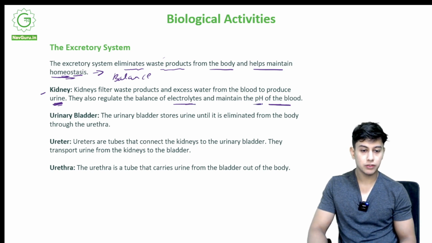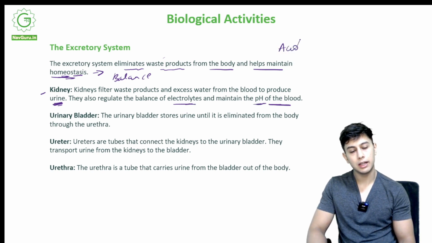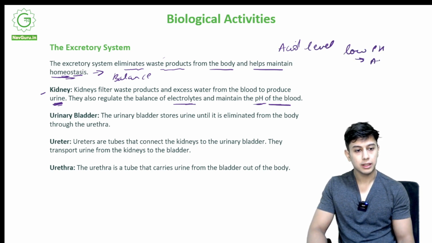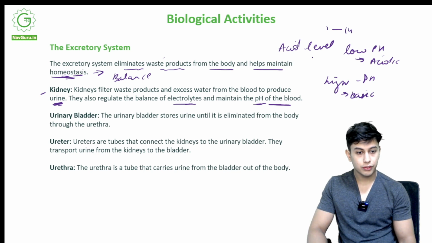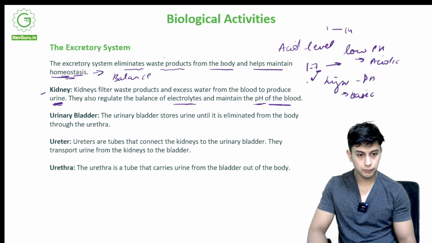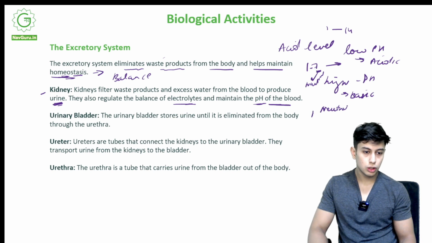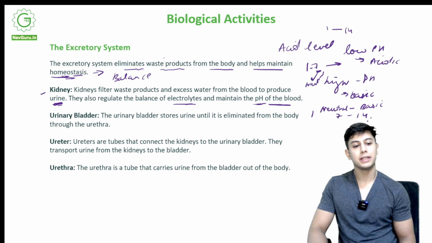It maintains the pH of the blood. What is the pH? Acid level. A low pH means acidic. High pH, basic. Now, this scale ranges from 1 to 14. From 1 to 7, it is acidic, 7 being neutral. And from neutral to basic is 7 to 14. This being the highest basic, 1 being the highest acidic.